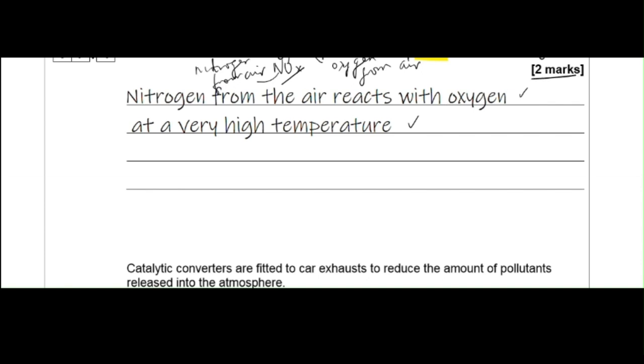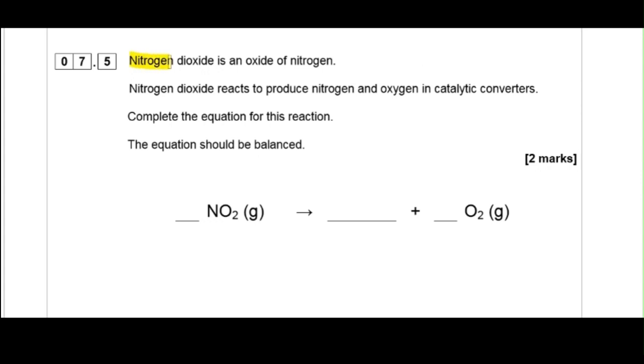Question 7.5. Nitrogen dioxide is an oxide of nitrogen. Nitrogen dioxide reacts to produce nitrogen and oxygen in catalytic converters. Complete the equation for this reaction. The equation should be balanced. Now, this is a common generic skill you must learn in chemistry, balancing equations. So let's look at what each bit means.